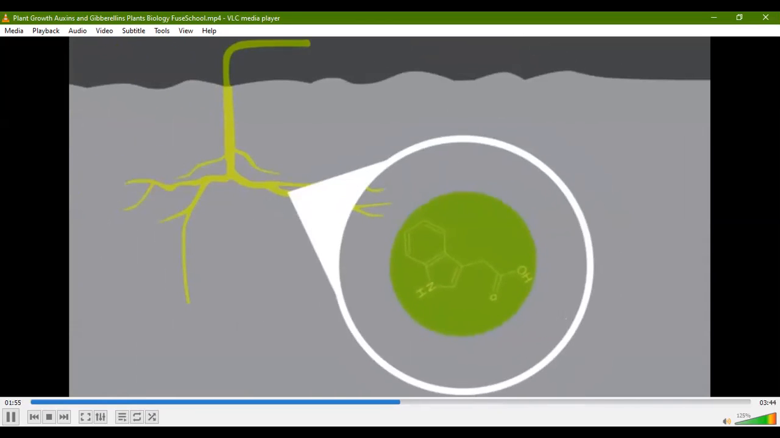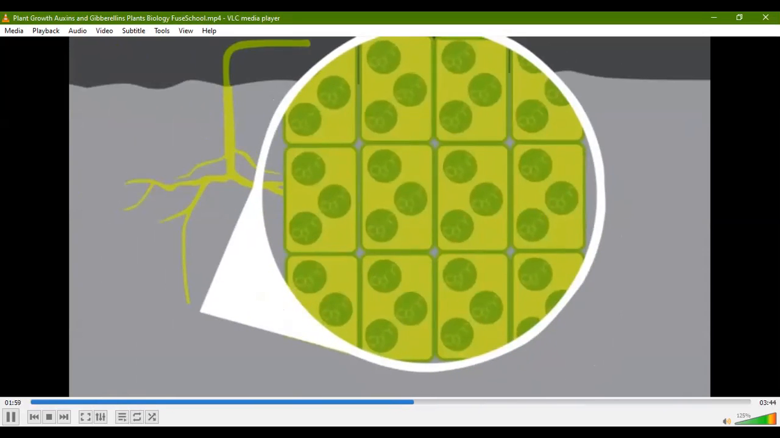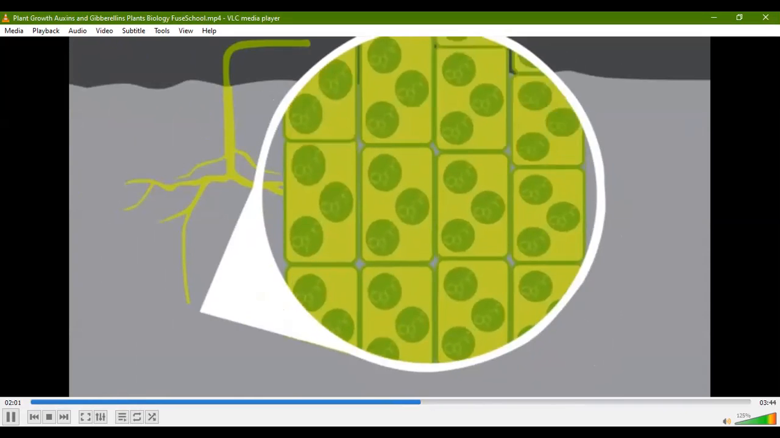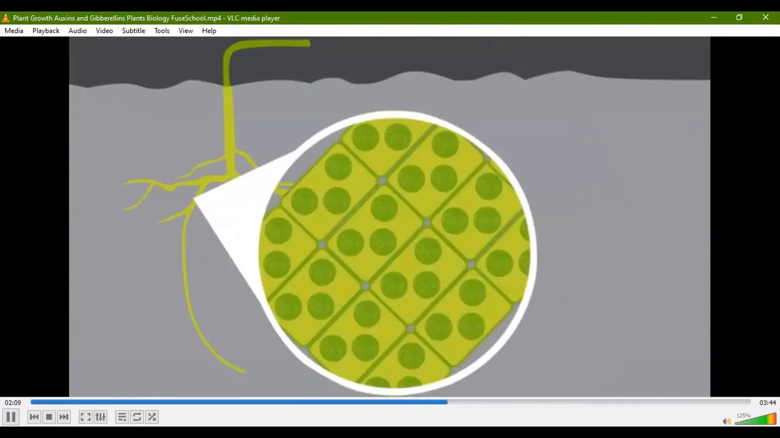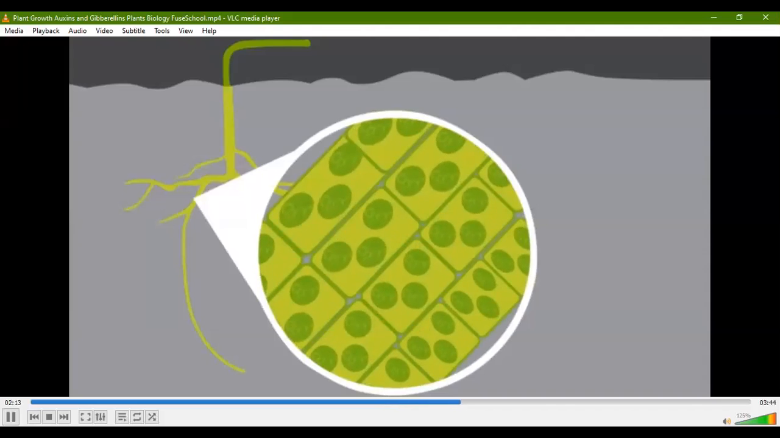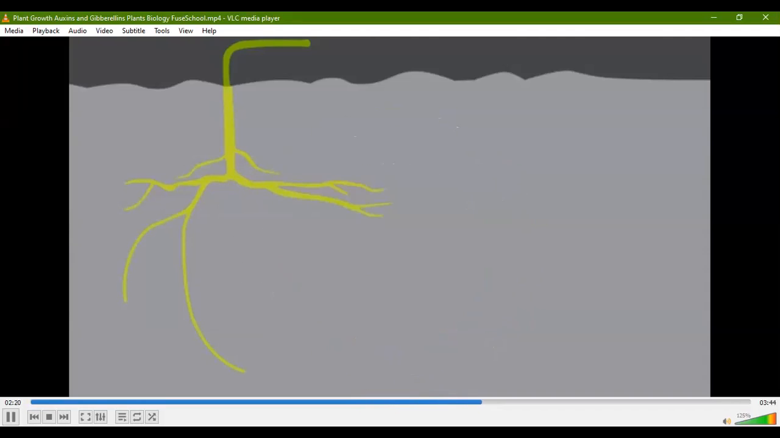Auxins have the opposite effect on root cells. In roots, auxins cause less growth. The shaded side of roots contain more auxin, and so they grow less. This enables the light side of the roots to grow more and bend away from the light. And if that wasn't weird enough, we have the opposite happening with auxins to gravity too. In a horizontal root, the bottom side contains more auxin and grows less. So the root bends downwards in the direction of gravity.